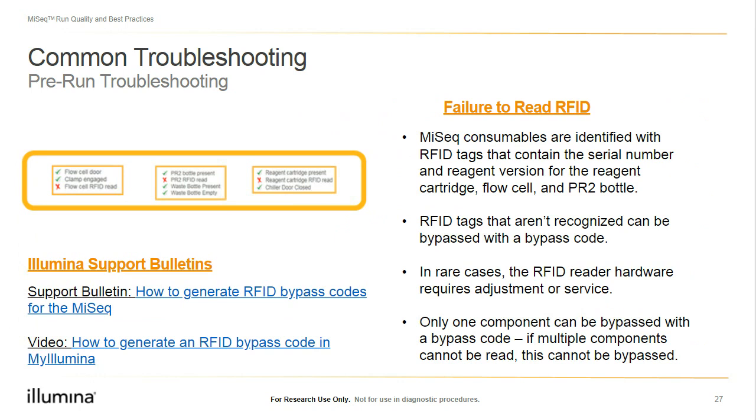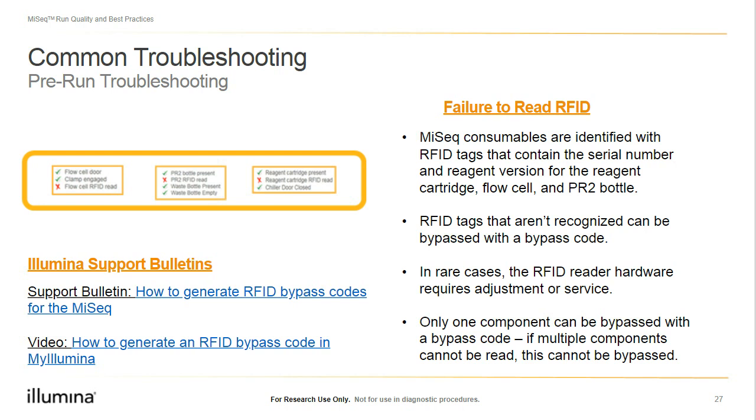Another issue you may encounter is a failure to read the consumable RFID. MiSeq consumables are identified with RFID tags that contain the serial number, lot number, expiration, and reagent version for the reagent cartridge, flow cell, and PR2 bottles. RFID tags that aren't recognized can be bypassed with a bypass code. In rare cases, the RFID reader may require adjustment or service, but this is very rare.